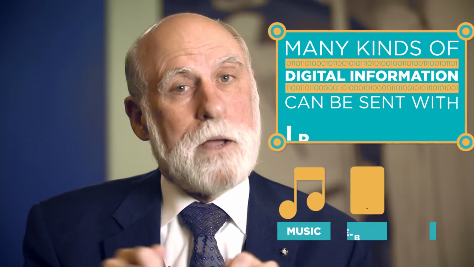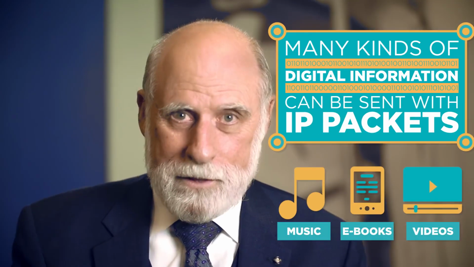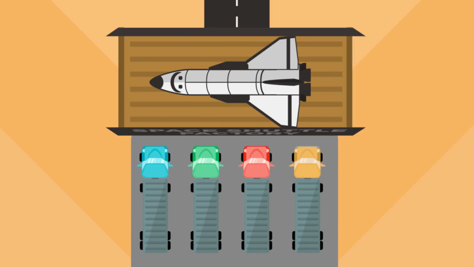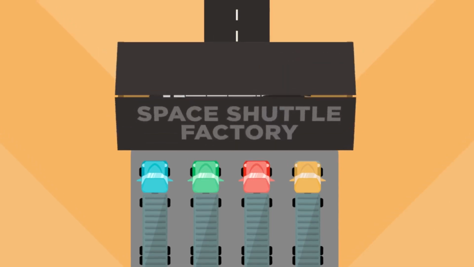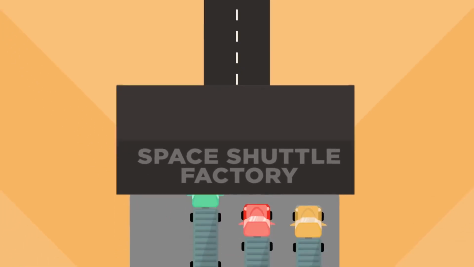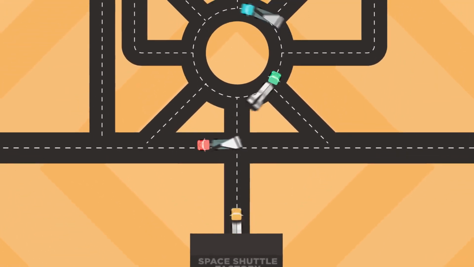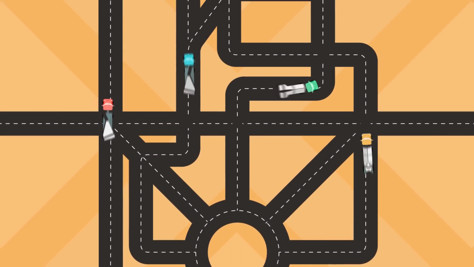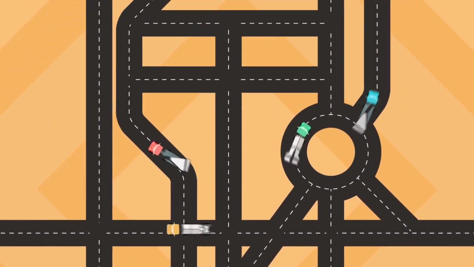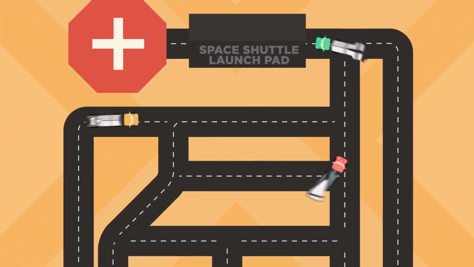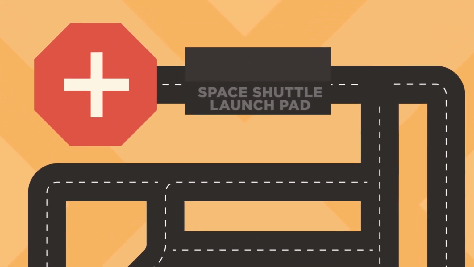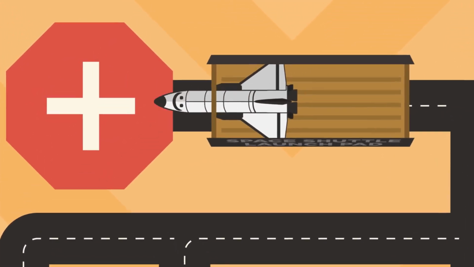And just as you can transport all sorts of stuff inside a car, many kinds of digital information can be sent with IP packets, but there are some limits. What if, for example, you need to move a space shuttle from where it was built to where it will be launched? The shuttle won't fit in one truck, so it needs to be broken down into pieces, transported using a fleet of trucks. They could all take different routes and might get to the destination at different times, but once all the pieces are there, you can reassemble the pieces into the complete shuttle and it'll be ready for launch. On the internet, the details work similarly.